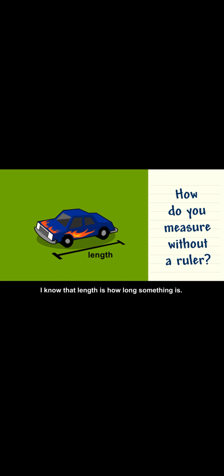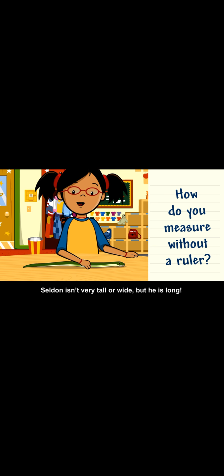I know that length is how long something is. Width is how wide something is. And height is how tall or high something is. Selden isn't very tall or wide, but he is long.